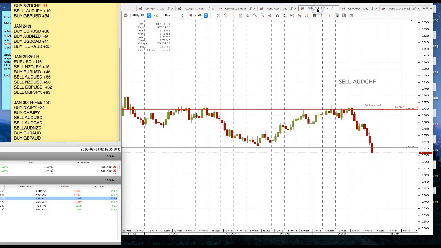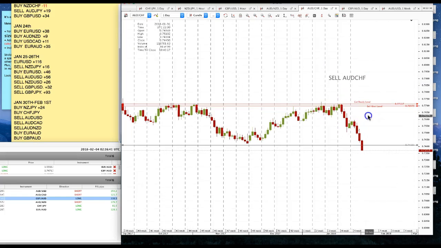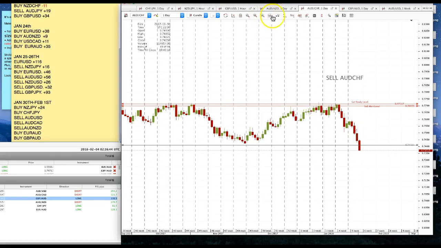All right, let's move on. Aussie Swiss. Now this trade actually exited early. I think I took profit when it hit this level of support. And notice how it just broke through, but notice also I had retested that level.